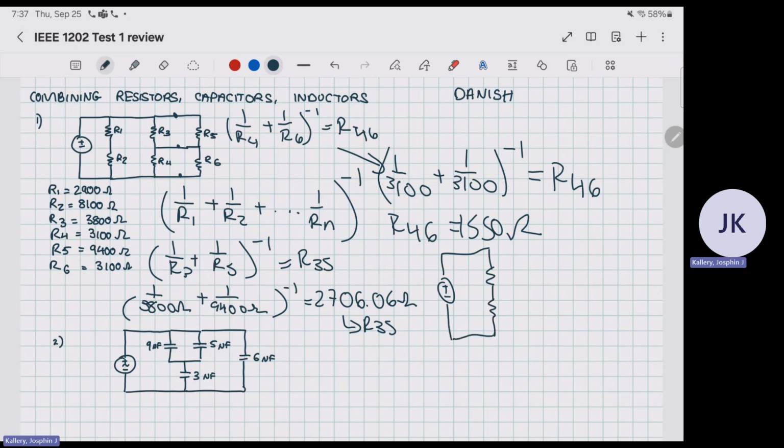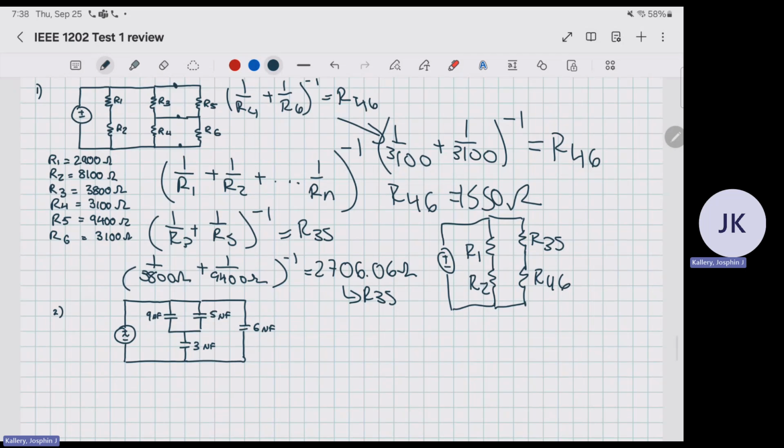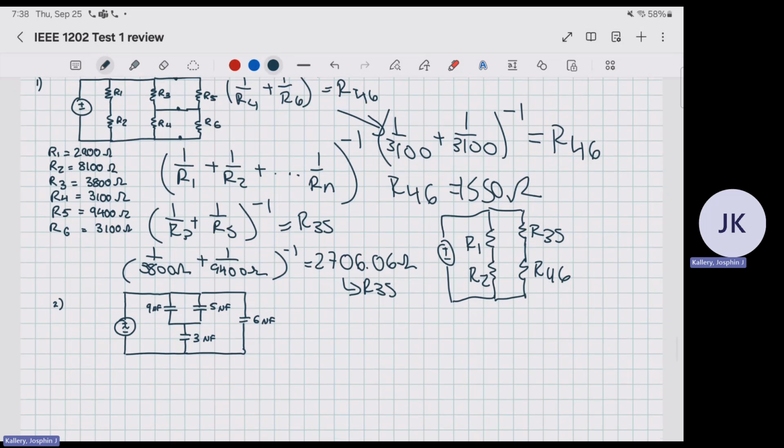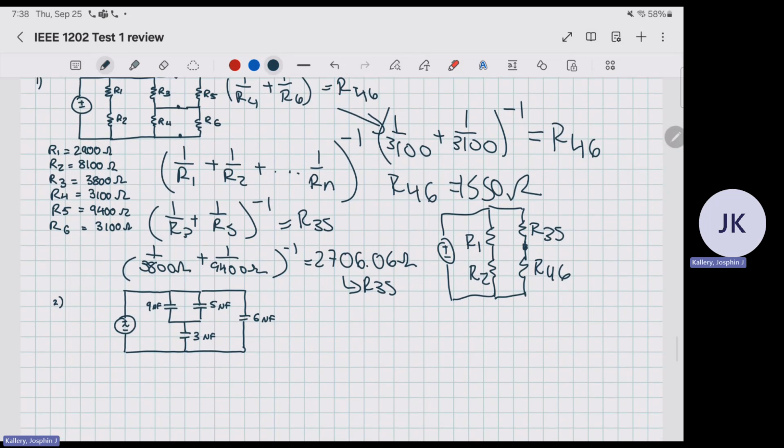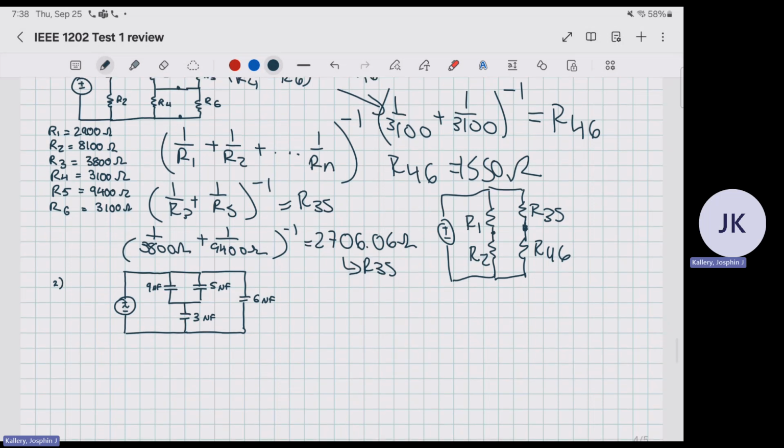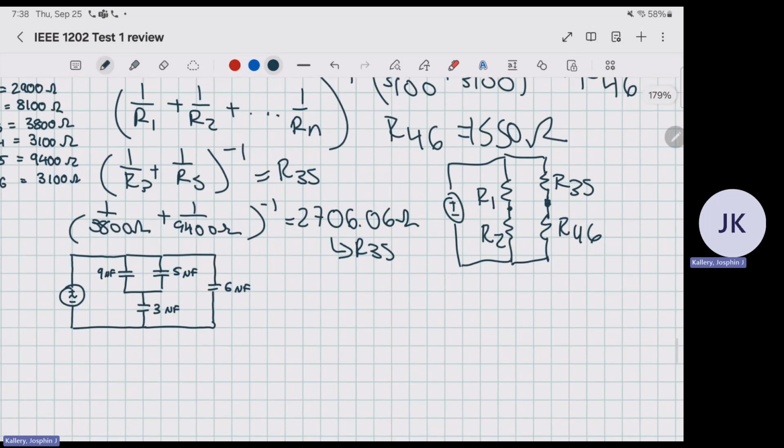All right, so now we should have something that looks like this. This is going to be R2, R1, and then we have R35 and R46. Next thing we will do is combine R35 and R46, which are in series because they share one node, and R1 and R2 also share one node. So we'll combine both of them in series. We'll start with R35 and R46.